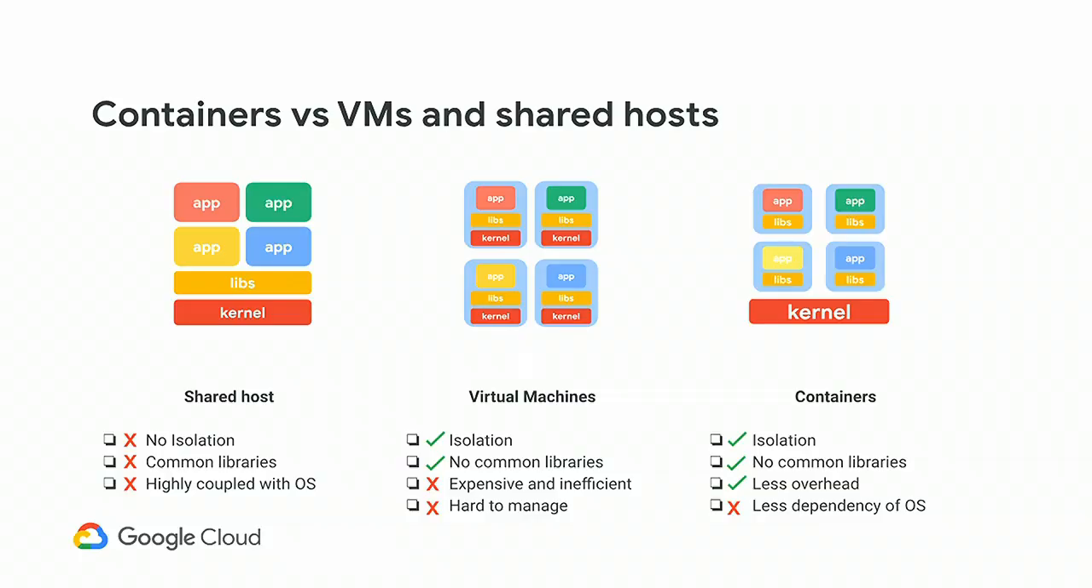So let's look at how containers and some other ways of running your application compare. Some of you might be familiar with this kind of diagram, which shows what running applications on a shared host looks like. The host provides the kernel and also the libraries that your applications need. Then all of the applications running on that host share that kernel and those libraries. The challenge with this kind of setup is that since the libraries are shared, you have to be really careful which version of which library is installed on that VM.